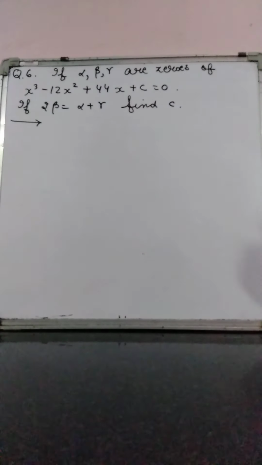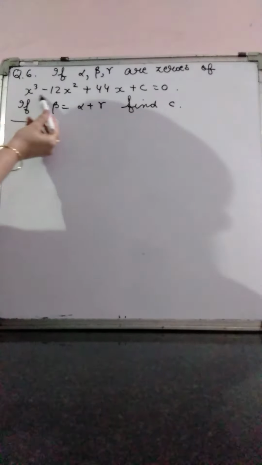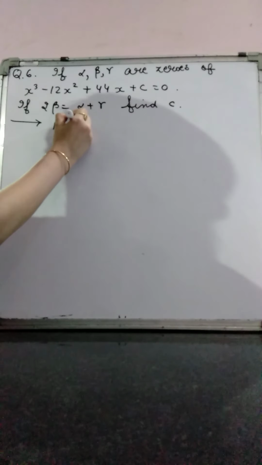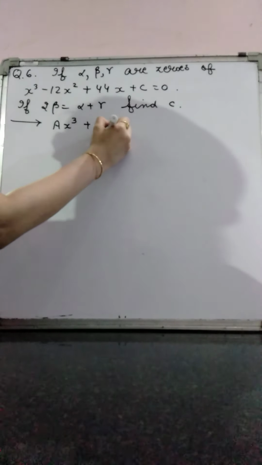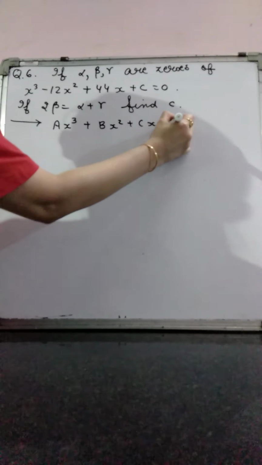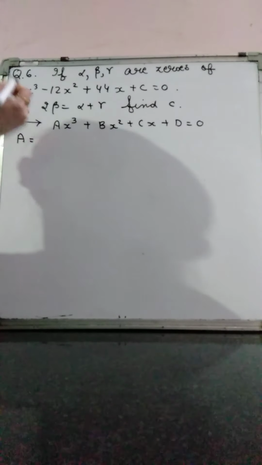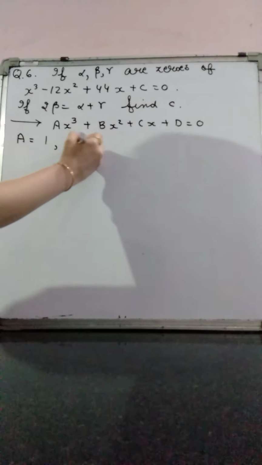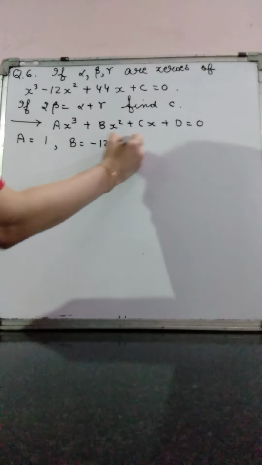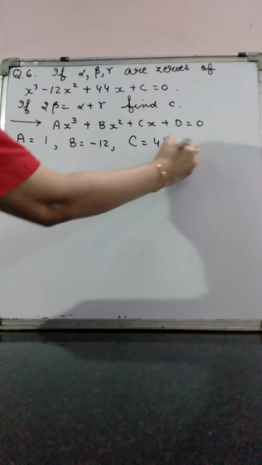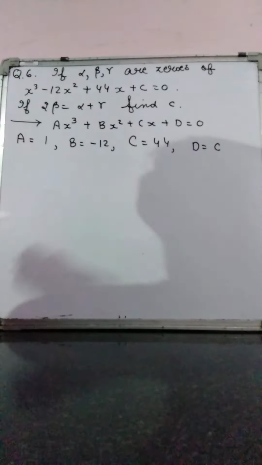Now the next question is: if alpha, beta, gamma are zeros of this polynomial and 2 beta is equal to alpha plus gamma, find c. First of all, compare this equation with ax cube plus bx square plus cx plus d. The value of a is the coefficient of x cube, that is 1. The value of b is minus 12. The value of c is 44 and the value of d is small c.